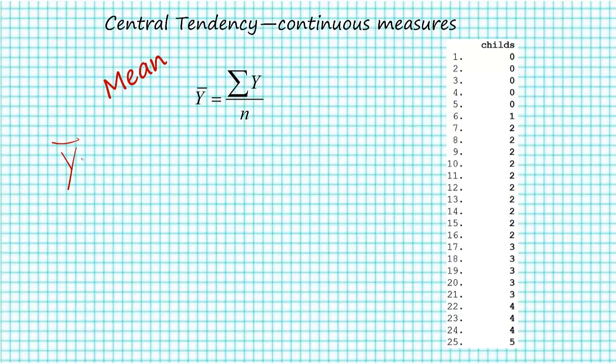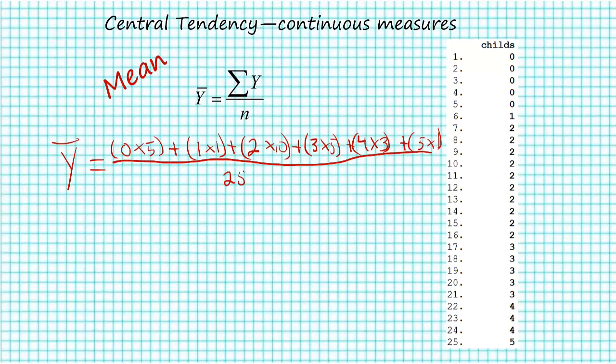So we're going to get y bar is equal to 0 times 5, plus 1 times 1, plus 2 times 10, plus 3 times 5, plus 4 times 3, plus 5 times 1. And we're going to divide all of that by 25.